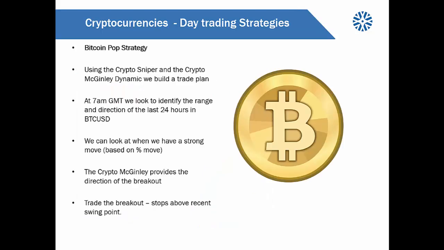So, using the Crypto Sniper and the Crypto McGinley Dynamic, we can start to build a trade plan. At 7 a.m. GMT, we're looking to identify the range and direction of the last 24 hours in Bitcoin against the US dollar. We can also look at when we have a strong move based on that percent move. Remember, it's working that out for you. And the Crypto McGinley provides the direction of the breakout, and we're looking to trade the breakout with the stops above the recent swing point.